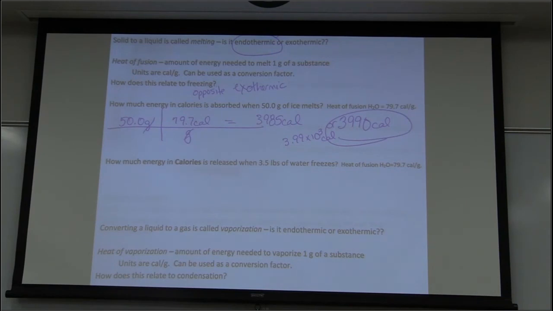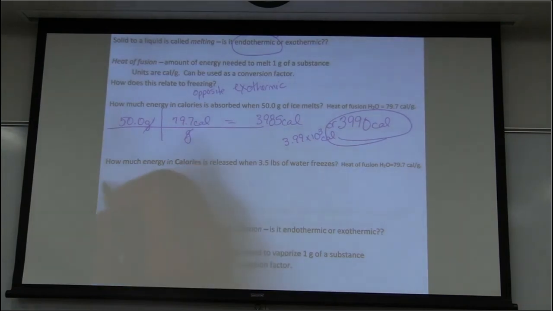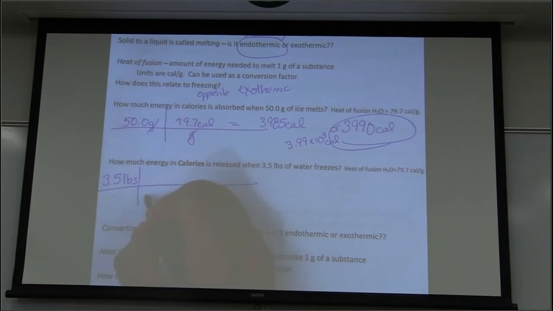What is the given for the next problem? 3.5 pounds. Start with the given. Don't start with the conversion factor. Is this really any different than the other problem? Except what do you have to do with 3.5 pounds? Convert pounds to grams. What goes on bottom? 1 pound. What goes on top? 454 grams.